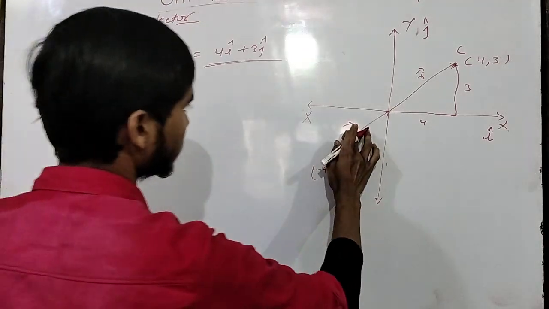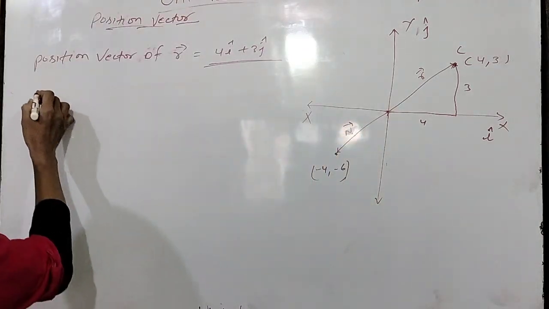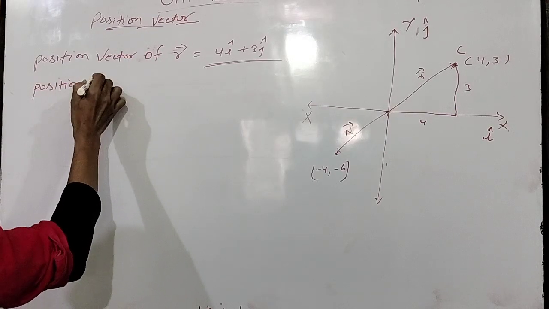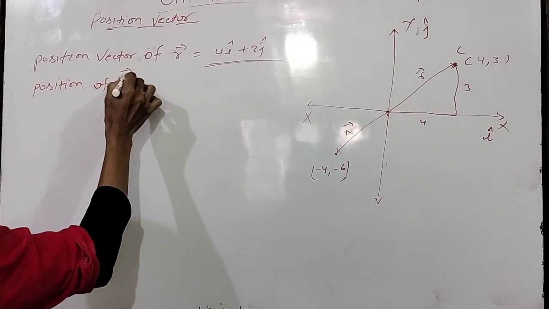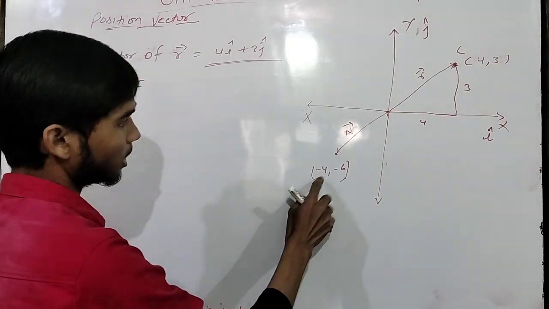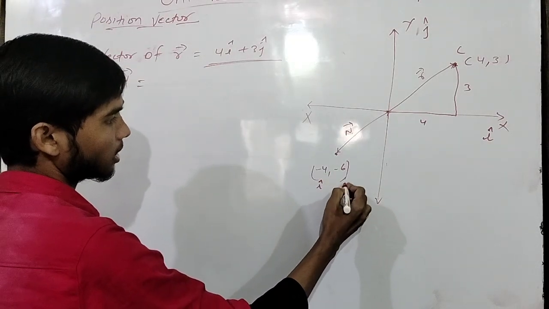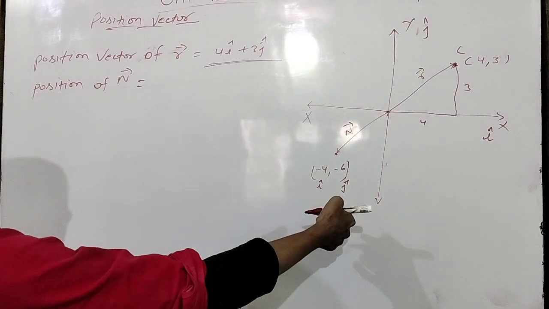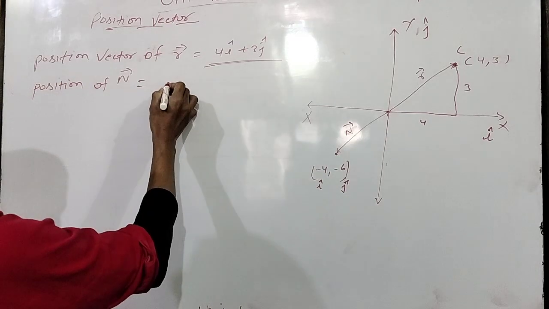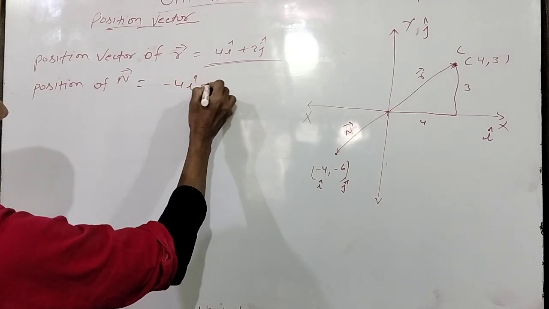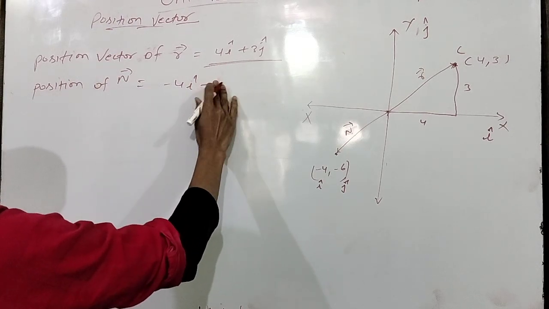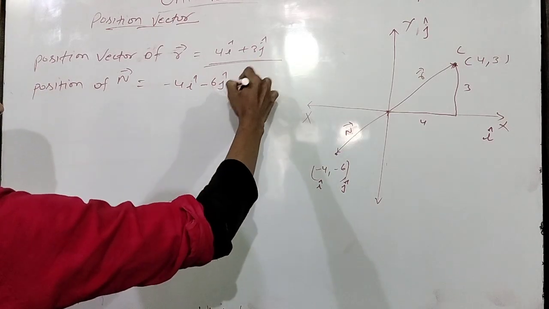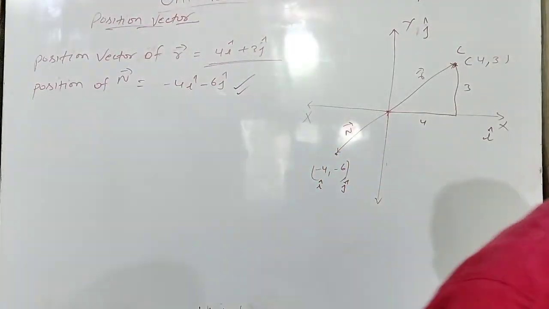Let's just say this is an n vector. So the position of n vector is nothing but this is i cap and this is j cap. Clear? In that case, this i cap is in negative and this j is also in negative. So can you write it like that: 4 i cap minus j cap? So what is the magnitude? 6. The magnitude is -6.